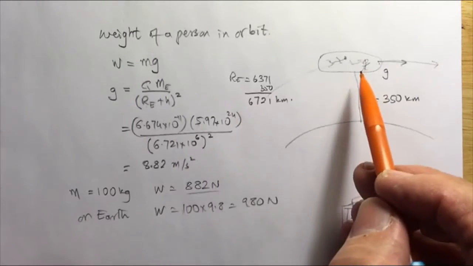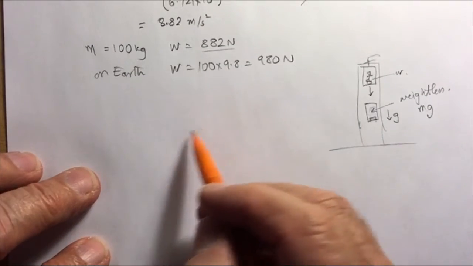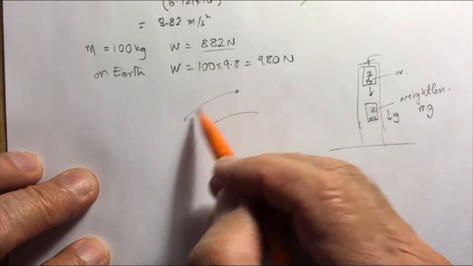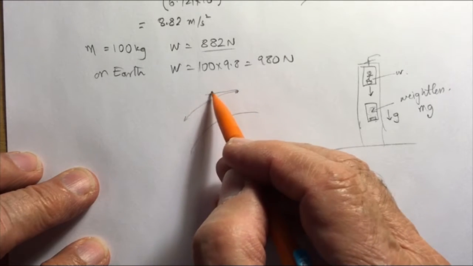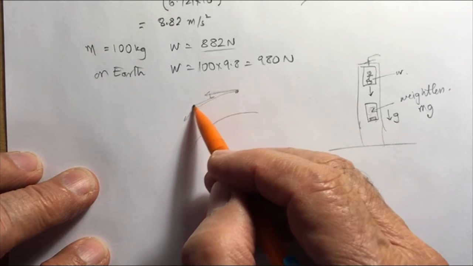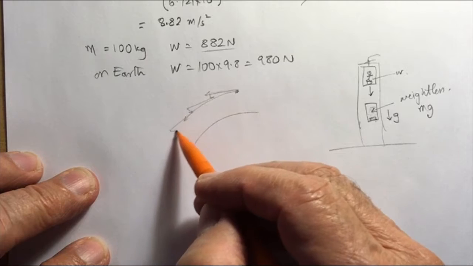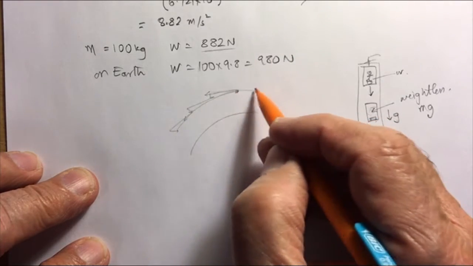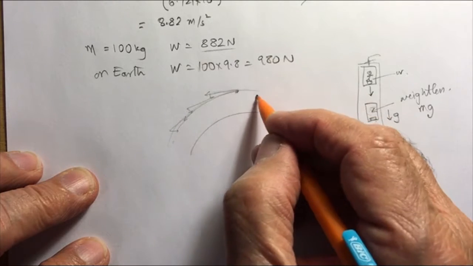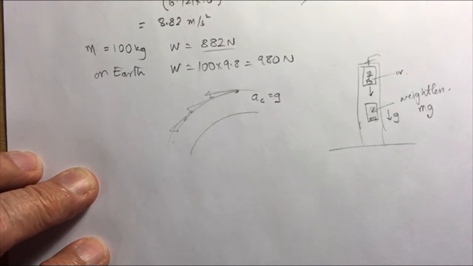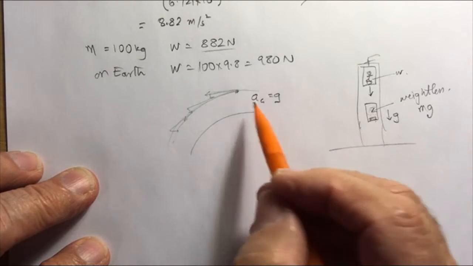And for the case of the space station or a satellite in orbit, when it's going around in a circular orbit, it's like it should be going straight, but it doesn't. So it's going and falling down. It's in a continuous state of falling down towards the Earth with an acceleration which is a_c, which is g. That's the centripetal acceleration.